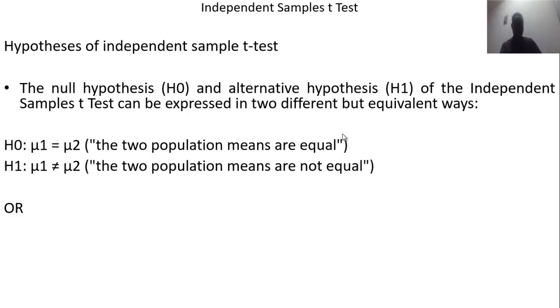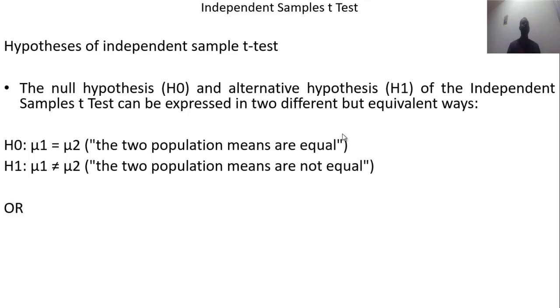In symbols, it is put like this: mu1 is equal to mu2, where the letter mu represents the mean. Mu1 means, let us say, the mean of female students, and mu2 means the mean of male students. Then H0 means that the two population means are equal. Therefore, the difference is 0.